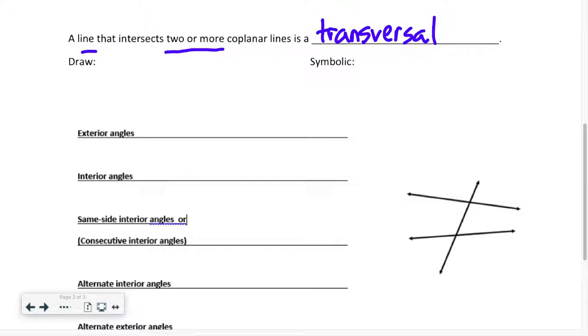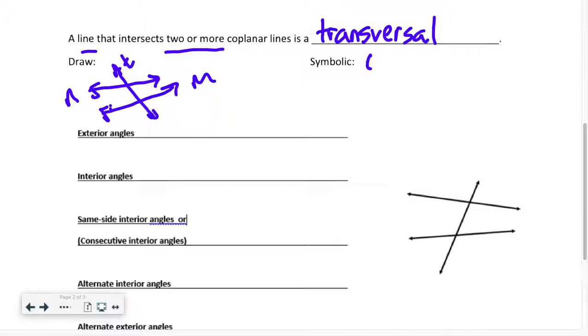Okay, and so let's draw two coplanar lines here. Let's go back to our first example. We had line M and N. They don't necessarily need to be parallel. And then a transversal would be a line that intersects M and N. So line T, in this case, is a transversal of M and N. And there's no real symbol for transversal.